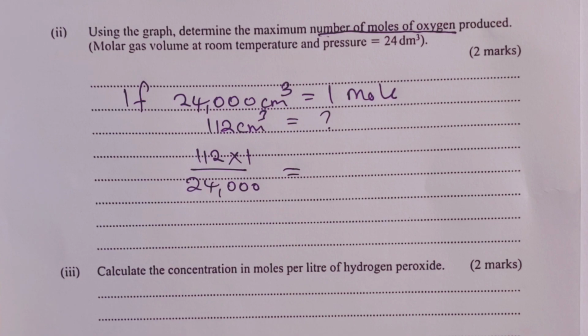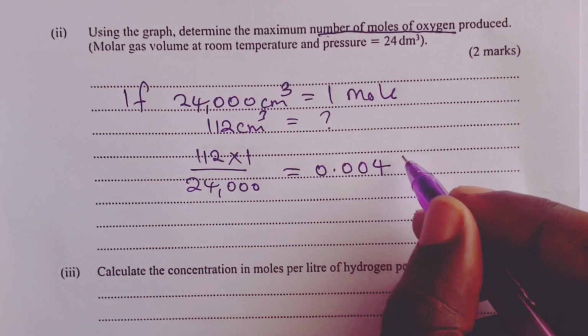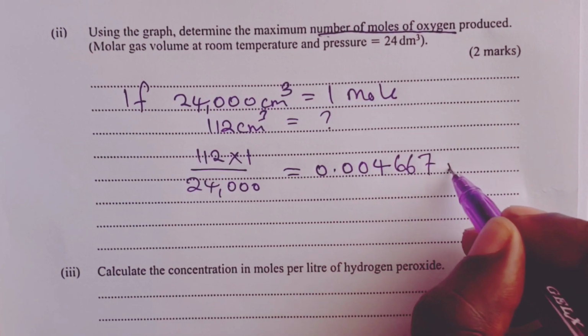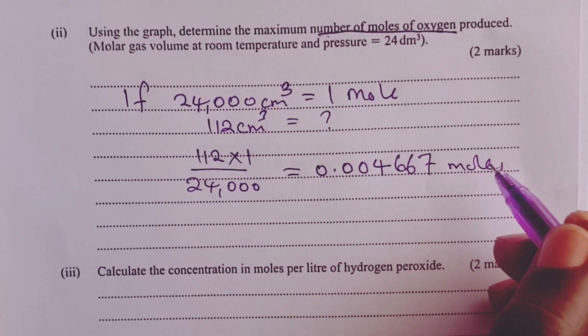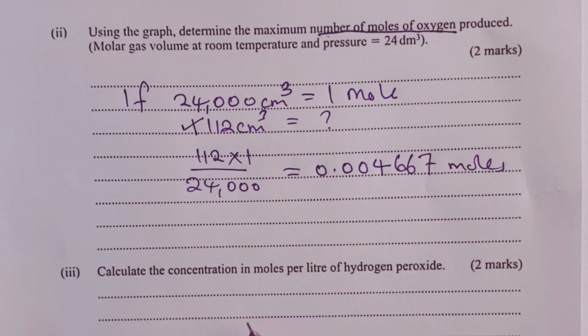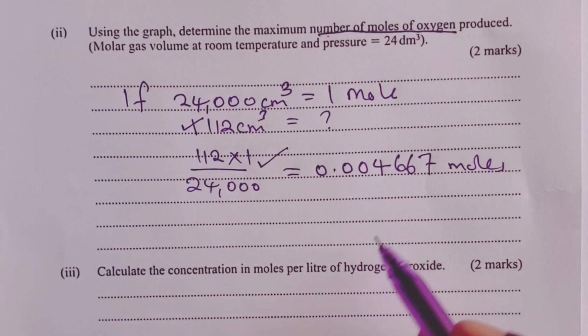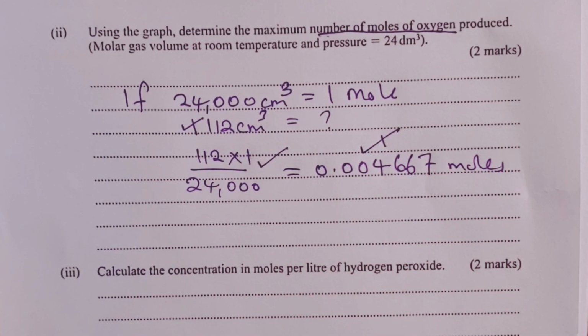And if we work that out, we should get a figure of 0.0046667 moles. It is worth 2 marks. So a half a mark for reading the graph well to obtain the maximum volume of oxygen that was produced. Division by 24,000 would give 1 whole mark, and the correct answer, the last half, giving us a total of 2 marks.